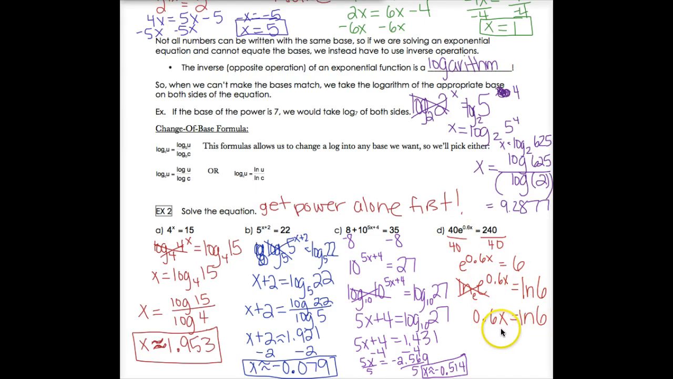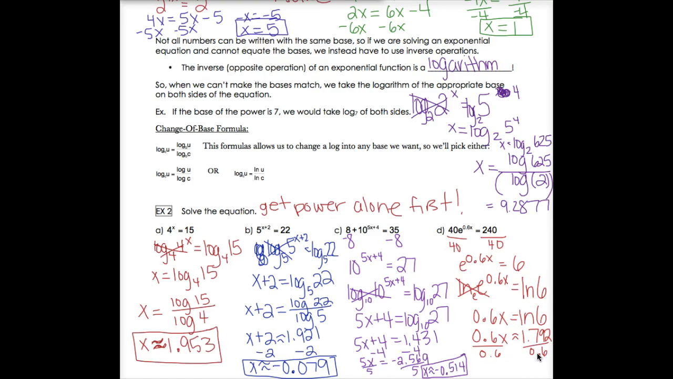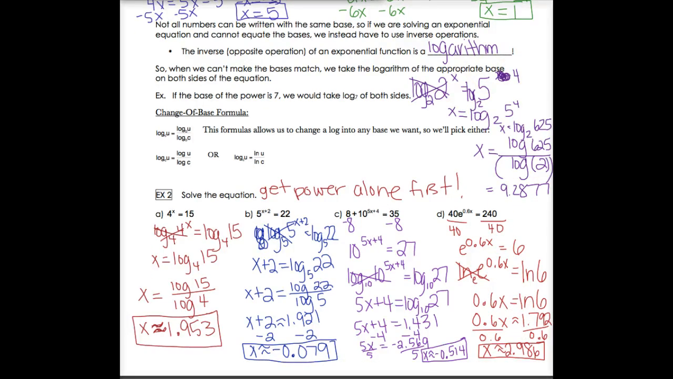All right, so I can actually press in natural log of 6 into my calculator just as is, no change of base needed. And so then I've got 0.6x is about 1.792. Divide both sides by 0.6. So press in divided by 0.6 on your calculator. And you should get x is approximately 2.986. All right, so there is our answer.